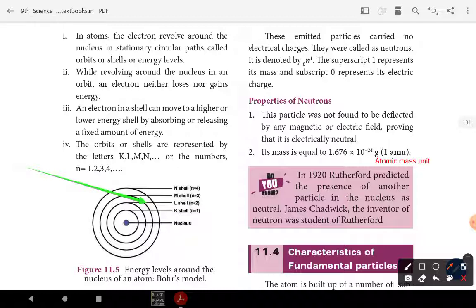And then the fourth point, already I told you, the orbits or shells are represented by the letters K, L, M, N, or the numbers 1, 2, 3, 4. N is equal to number. Okay, so first shellக்கு n is equal to 1, second shellக்கு n is equal to 2, then 3, then 4. இப்போ ஒன்று பேரும் கொடுத்துருக்காங்க. ஓகே, the first shell it is K shell, L shell, M shell, N shell. That's what is given. These are the postulates of Bohr's atomic model.